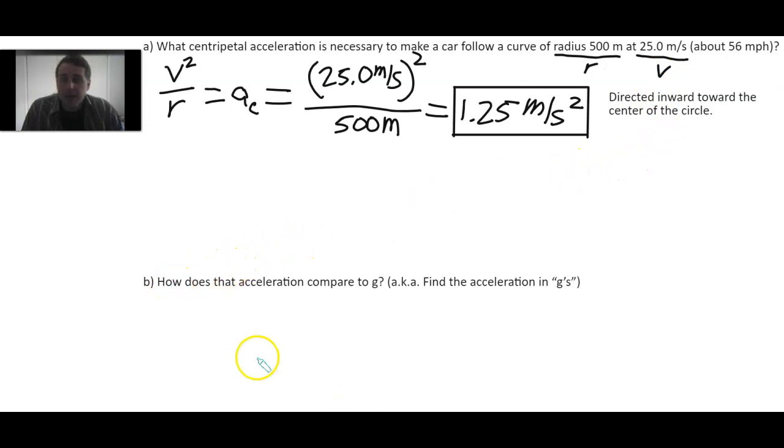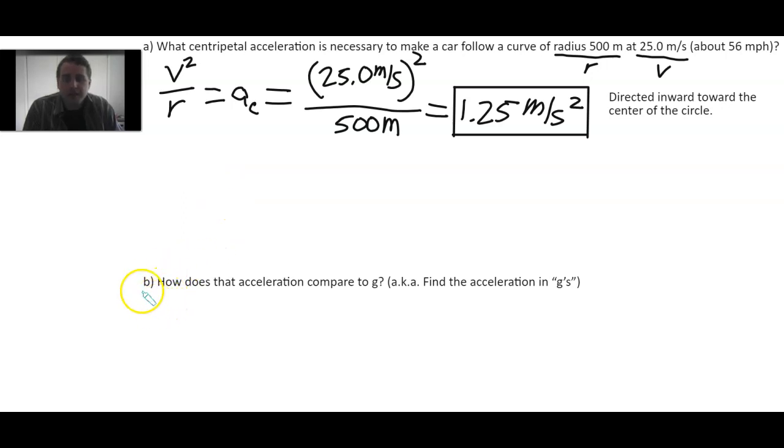And then part B says, how does this acceleration compare to g? In other words, we want to find g's. Now, g's is a very common acceleration comparison. It turns out that g's is often used when we compare things for the human body, because most of us know what it feels like to jump off of a high dive or a tall cliff into water below. That feeling that you feel in your stomach, that's 1g magnitude of acceleration because we're in free fall. So we want to know how many free fall accelerations of g this compares to.